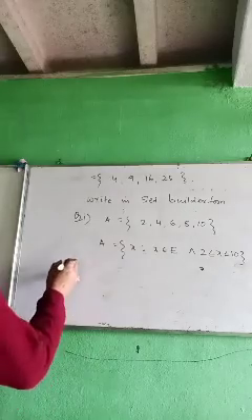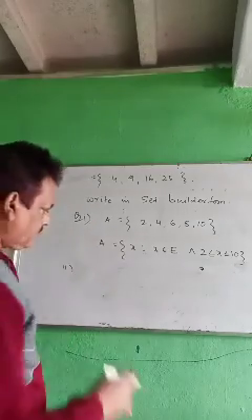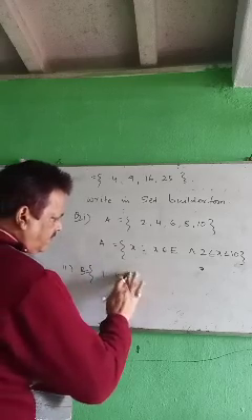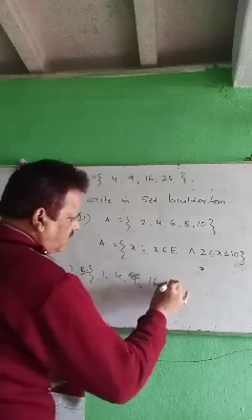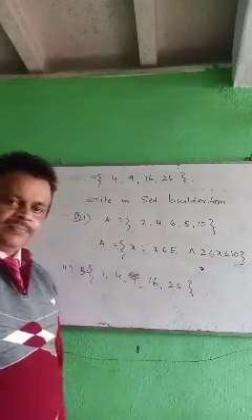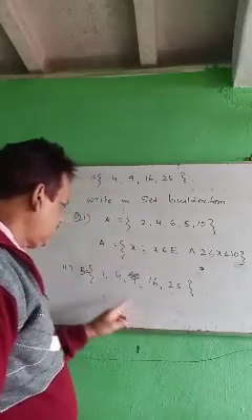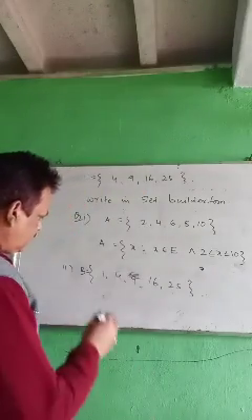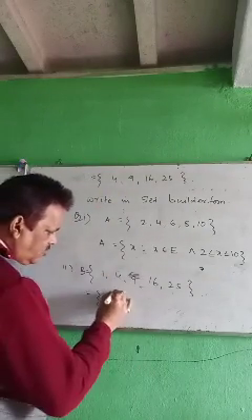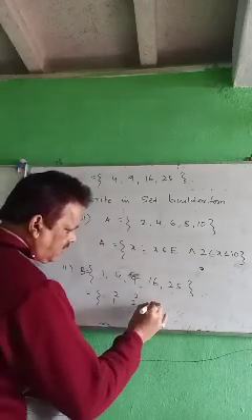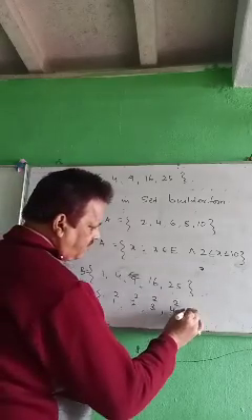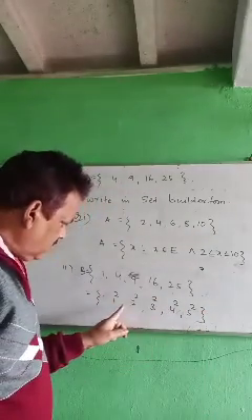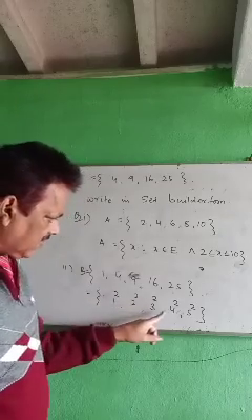Okay, suppose another question. 1, 4, 9, 16, 25. This is what? If you look at it carefully, it is 1 square, 2 square, 3 square, 4 square, 5 square. Square form. So, the square of which numbers? The square of natural numbers you are finding.